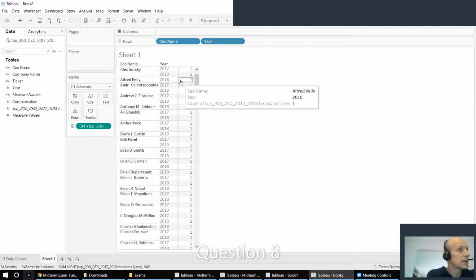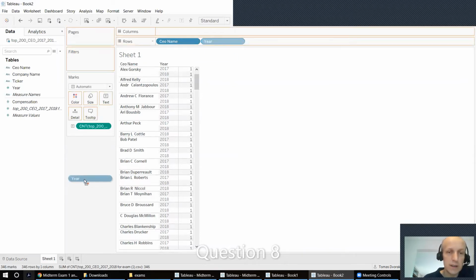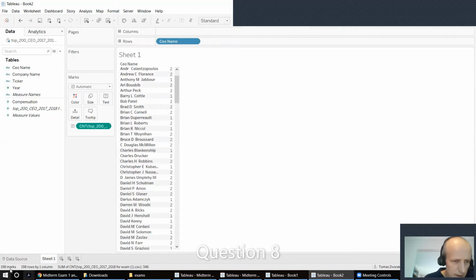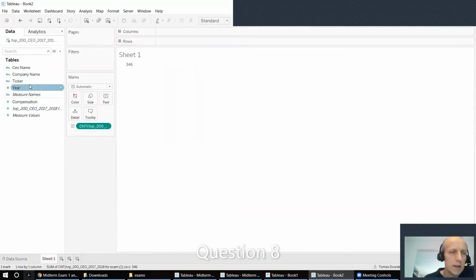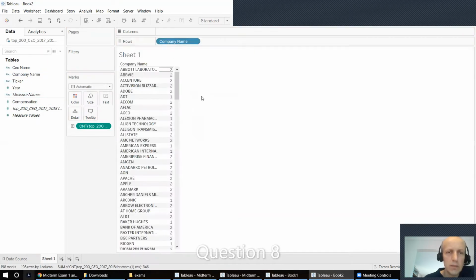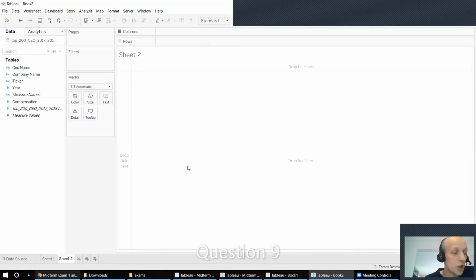The first question asks us, given the unit of observation, how many CEOs? So we see we've got 198 CEOs. How many companies? Well, it looks like also 198 companies. I have 198 marks in a table where each row is a distinct company name. So this could be really our answers to question 8. Let's go to question 9, where we're supposed to create a group dimension.